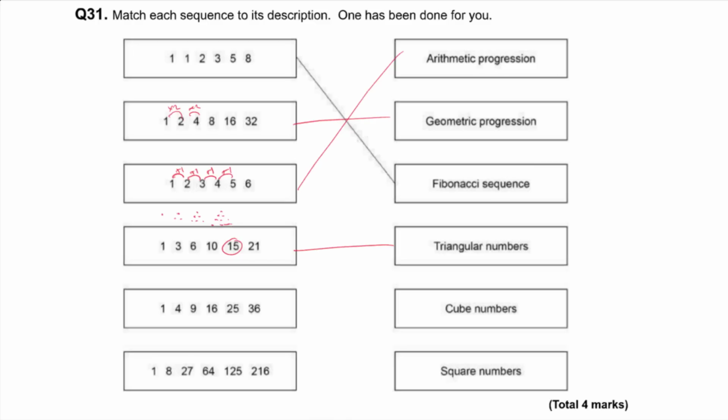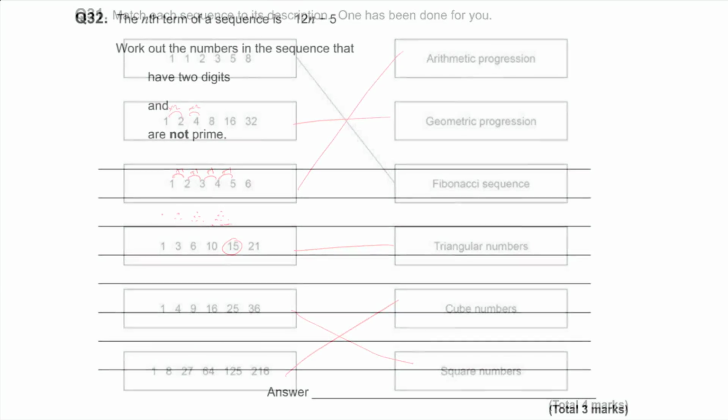That's the triangular ones. 1, 4, 9, 16, 25, 36. I hope you recognize that sequence. They're all squares, aren't they? 1 squared is 1, 2 squared is 4, 3 squared is 9, 4 squared is 16, and so on. They're the squares. And 1, 8, 27, 64, 125. They are cube numbers. 1 times 1 times 1 is 1, 2 times 2 times 2 is 8, 3 times 3 times 3 is 27, and so on. They're the cubes.